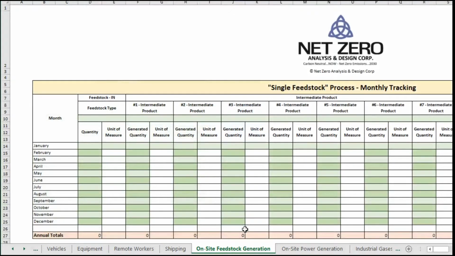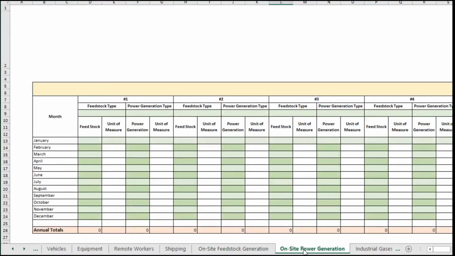There's also a section you can record on-site feedstock generation. So if you're using food waste or human waste to generate methane, for instance, you can record that information in this location. And if you're using that methane to generate power on site, you can record that information in this section. You can also record solar or wind generation usage.